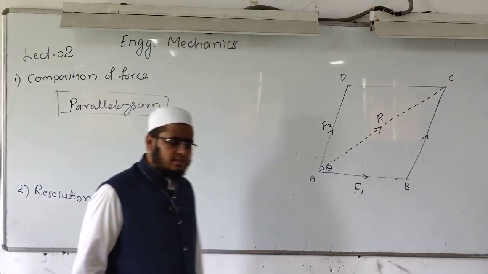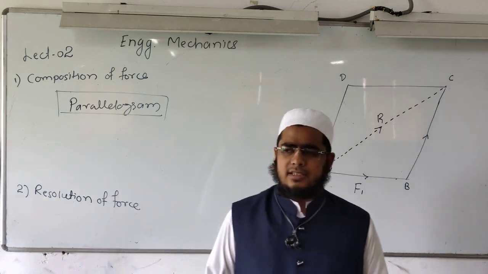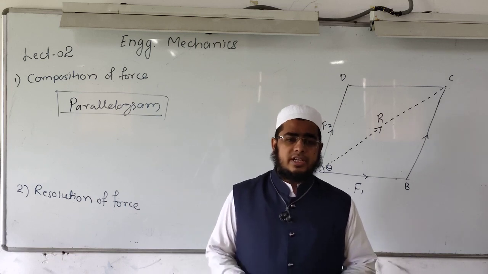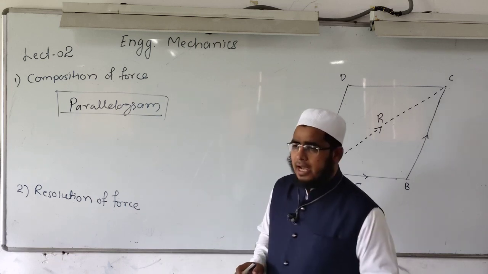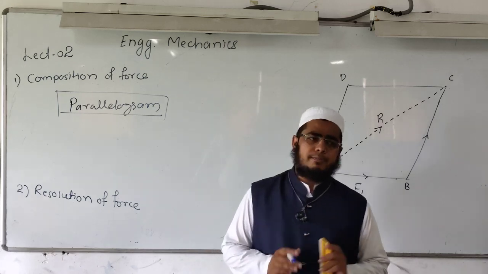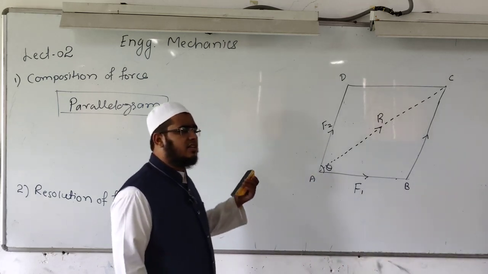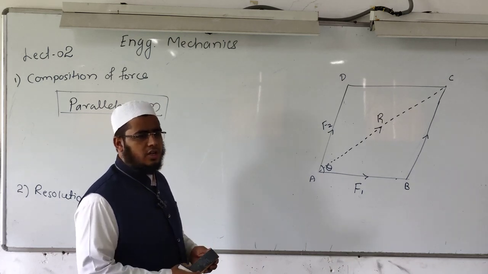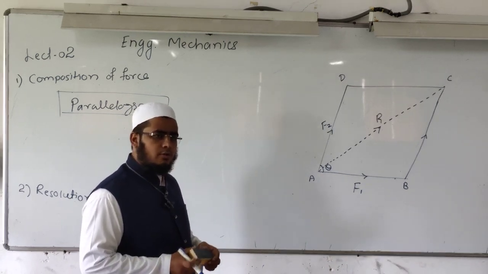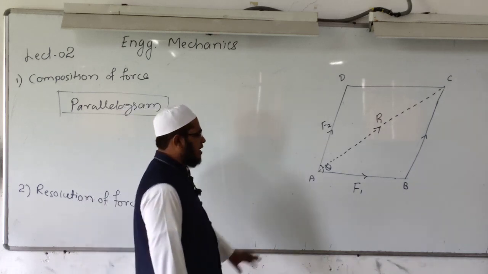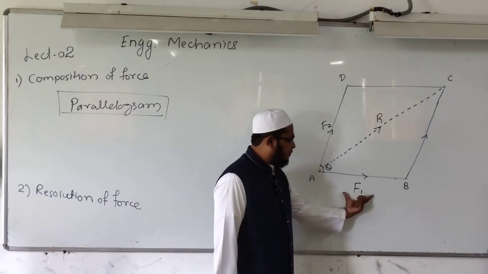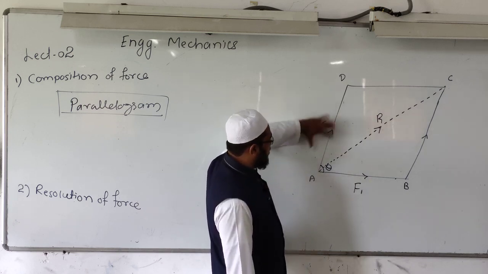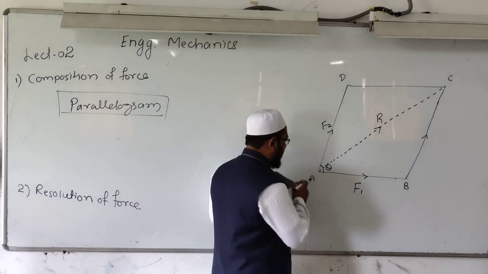Parallelogram principle states that if two forces acting concurrently on an object are represented in magnitude and direction by two adjacent sides of a parallelogram, then the resultant is the diagonal of the parallelogram. It is a statement of the law of parallelogram of forces. We will understand this principle with the help of the figure. Assume that F1 is the force represented by vector AB and F2 is the force represented by AD. Both are acting at point A.